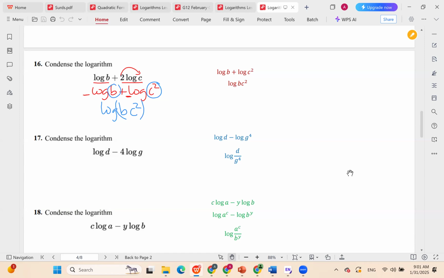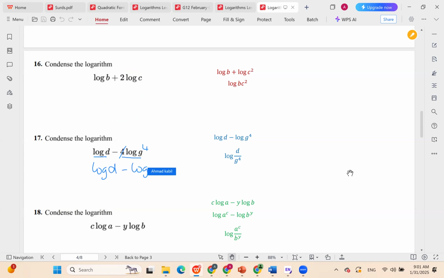Let's try another example. We have log d minus 4 log g. First we take this 4, we put it inside as a power. We end up with log d minus log g power 4. Now we can compress. Since this is a minus, we divide the two expressions. So we get d over g power 4.